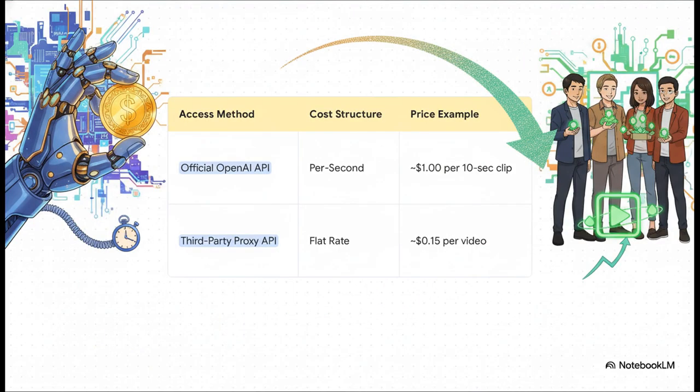Okay, now this is where it gets really interesting. This slide just lays out the new reality perfectly. On one hand, you've got the official API costing you about $1 for a short clip. But then, look at the alternative that's popped up, third-party proxy APIs. They're offering a flat rate of around 15 cents per video. Doesn't matter how long it is. I mean, the difference is just staggering, and it's what has completely changed the game for indie devs.